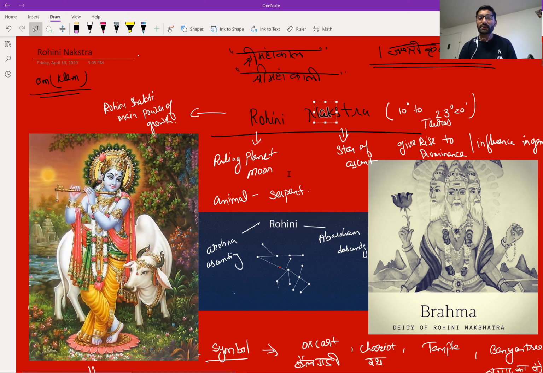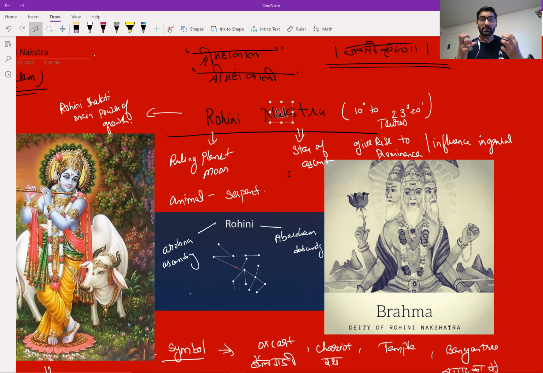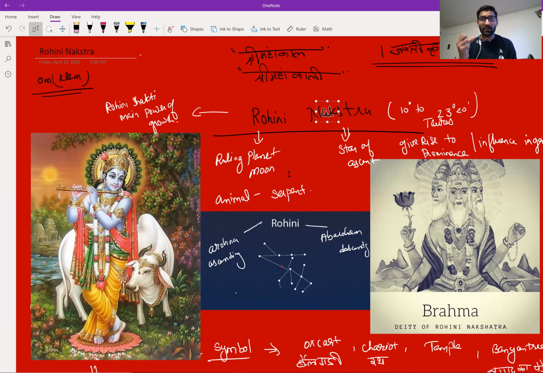So Rohini Nakshatra comes in the Taurus sign from 10 degrees to 23 degrees 20 minutes. The ruling planet is Moon, and it is also called a star of ascent, which gives rise to prominence and influence, a very influencing nakshatra in general. The animal symbol represented with Rohini is serpents. Serpent power is related with Rohini, and the main power of Rohini is the power of growth, creation, creativity. Everything related to creation and creative nature is closely related with the Rohini nakshatra.